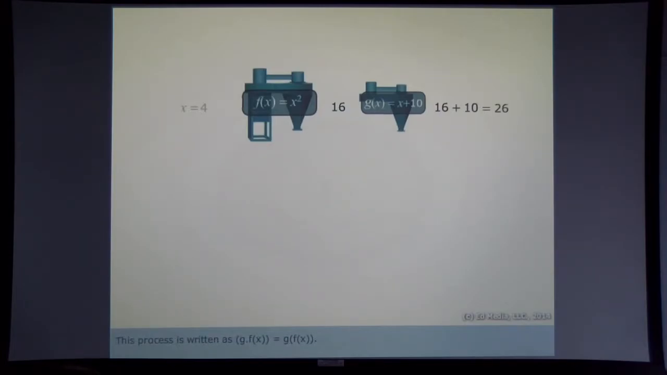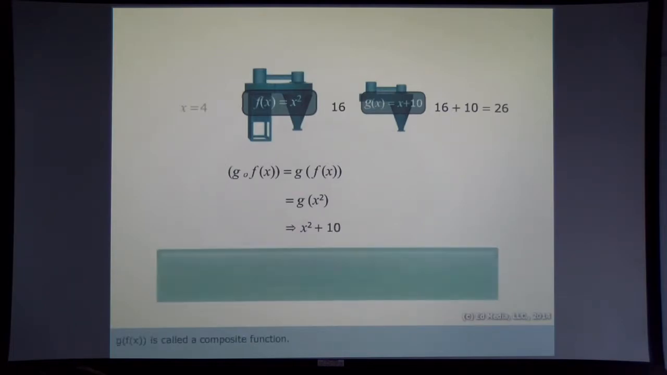This process is written as g dot f of x and is equal to g of f of x. So, g of x squared becomes x squared plus 10. G of f of x is called a composite function.